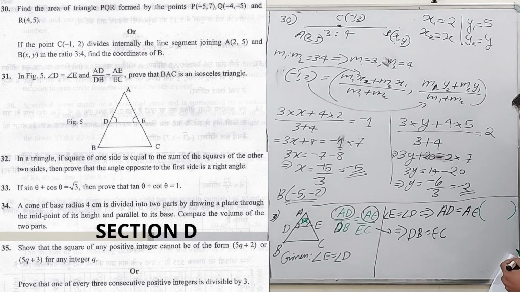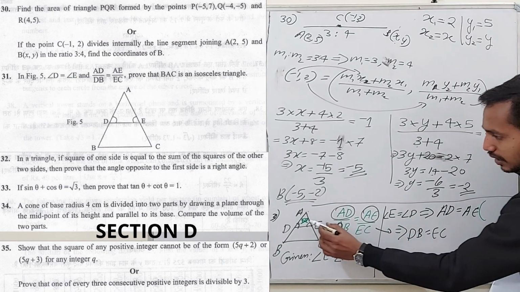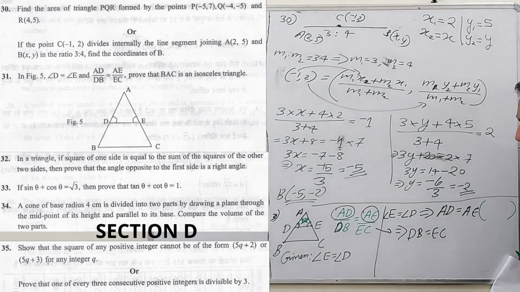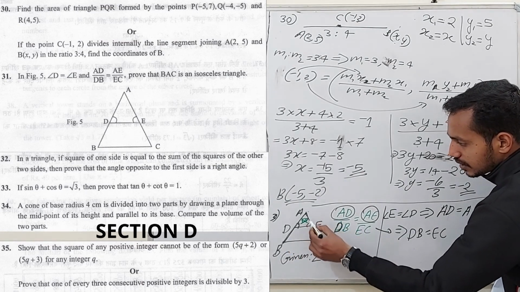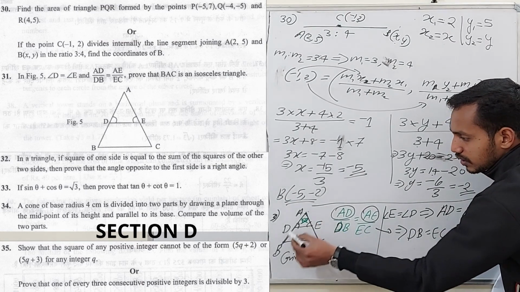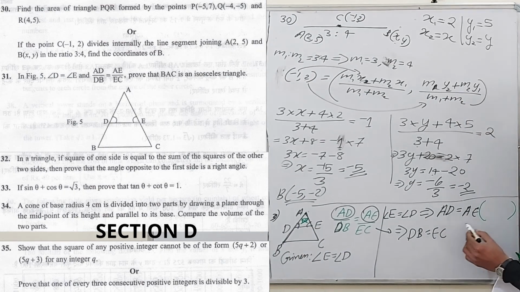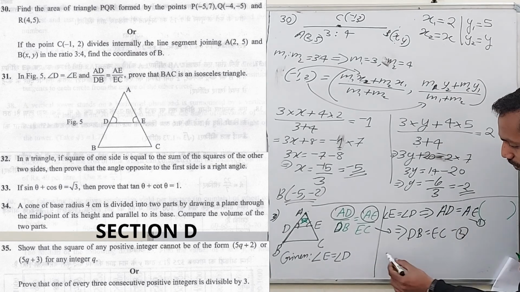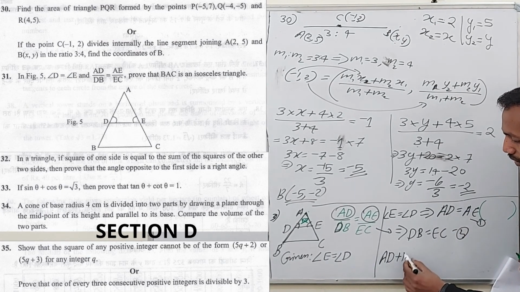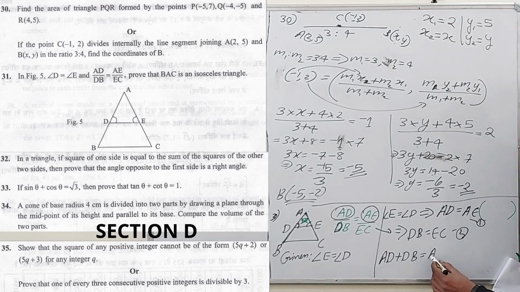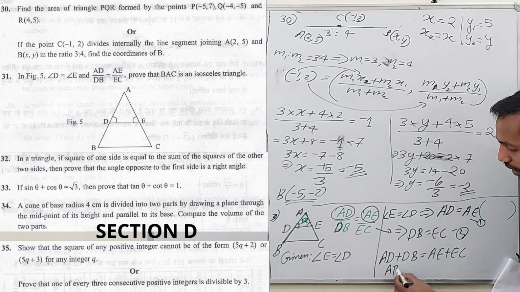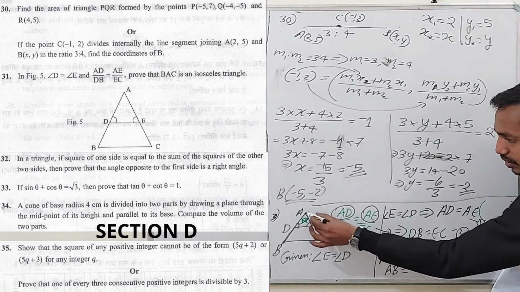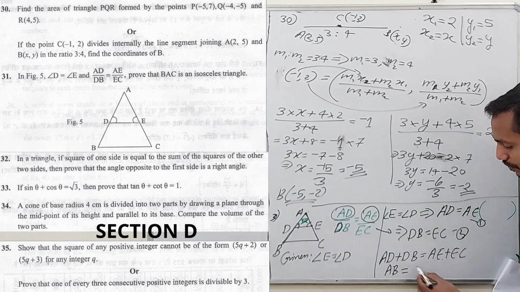Then, to show this is an isosceles triangle, we have to get AB equal to AC. So what is AB actually? AD plus DB. So just add the equations; this is equation 1 and this is equation 2. Adding equations 1 and 2, what do we get? AD plus DB is equal to AE plus EC. What is AD plus DB? AD plus DB is equal to AB. AE plus EC is equal to AC.